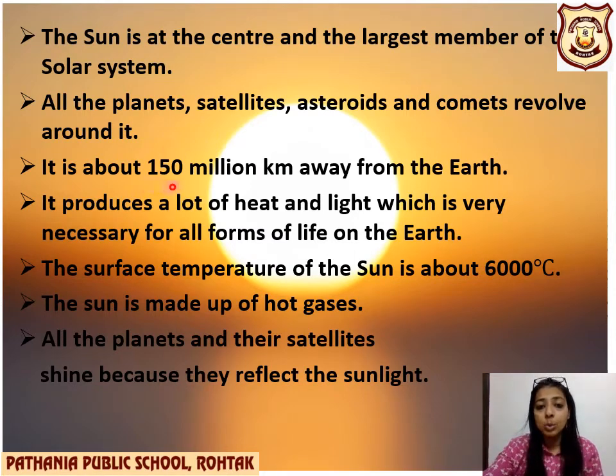It is about 150 million kilometers away from the earth. What is the distance of the sun from the earth? It is about 150 million kilometers. It produces a lot of heat and light, which is necessary for all forms of life on the earth.